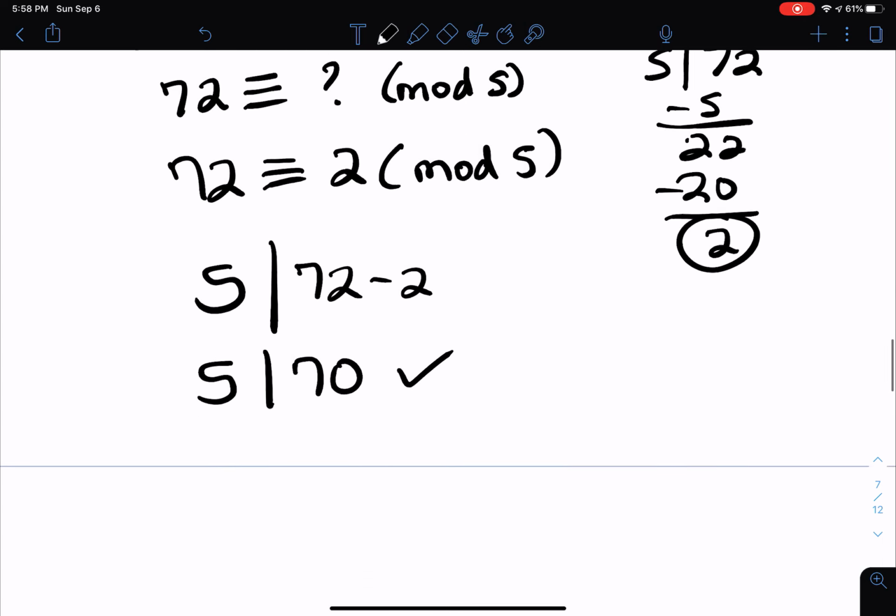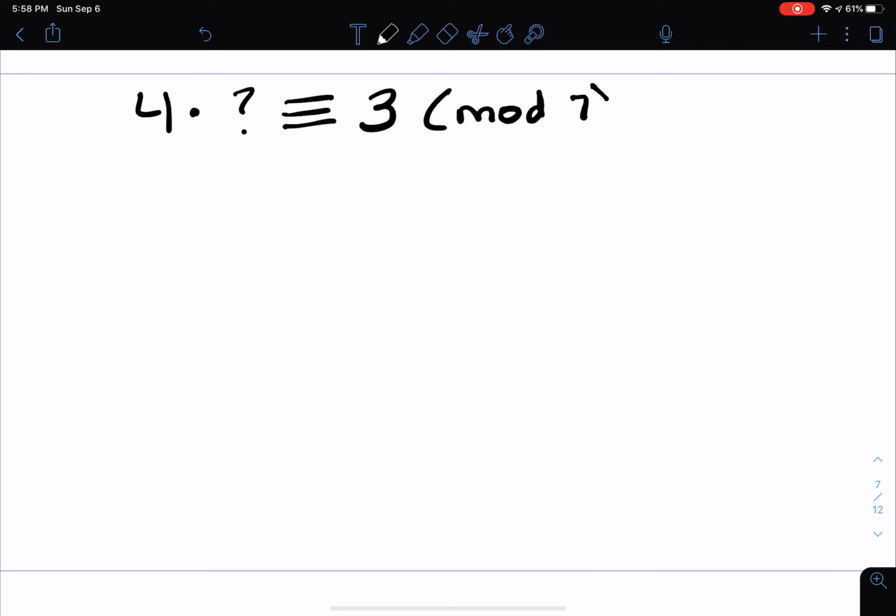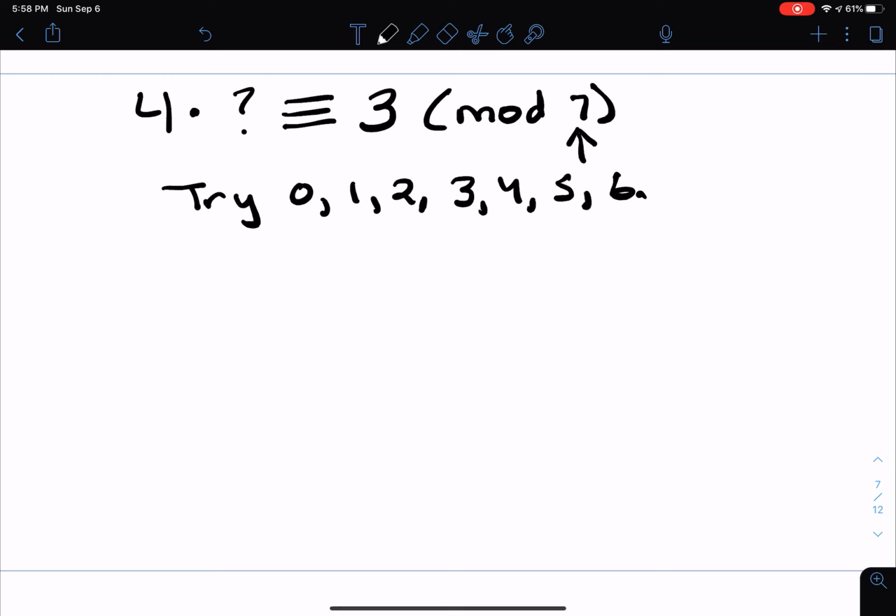But if you go to something like this, 4 times what? Notice the question mark now is on the other side in the multiplication part. Now you've got to stop and think. Try to use all your possibilities and see which one will work. Since it's mod 7, you want to try 0, 1, 2, 3, 4, 5, and 6. Those are your allowed question mark answers. So you can try each one and see which ones work.